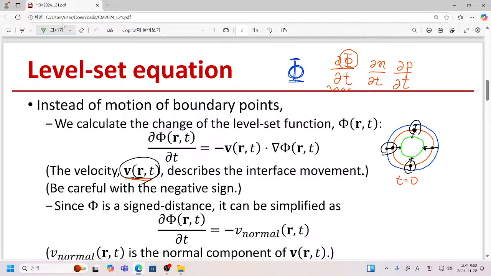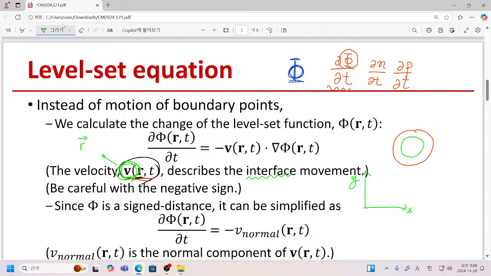But the point is, we must understand this velocity v is a function of position. Position here means that in our case, all over our xy direction, we need a certain value. Although we are interested in only interface movement, in principle we must consider the velocity all over our space. Then how can we do that? For example, let's just think about this one.